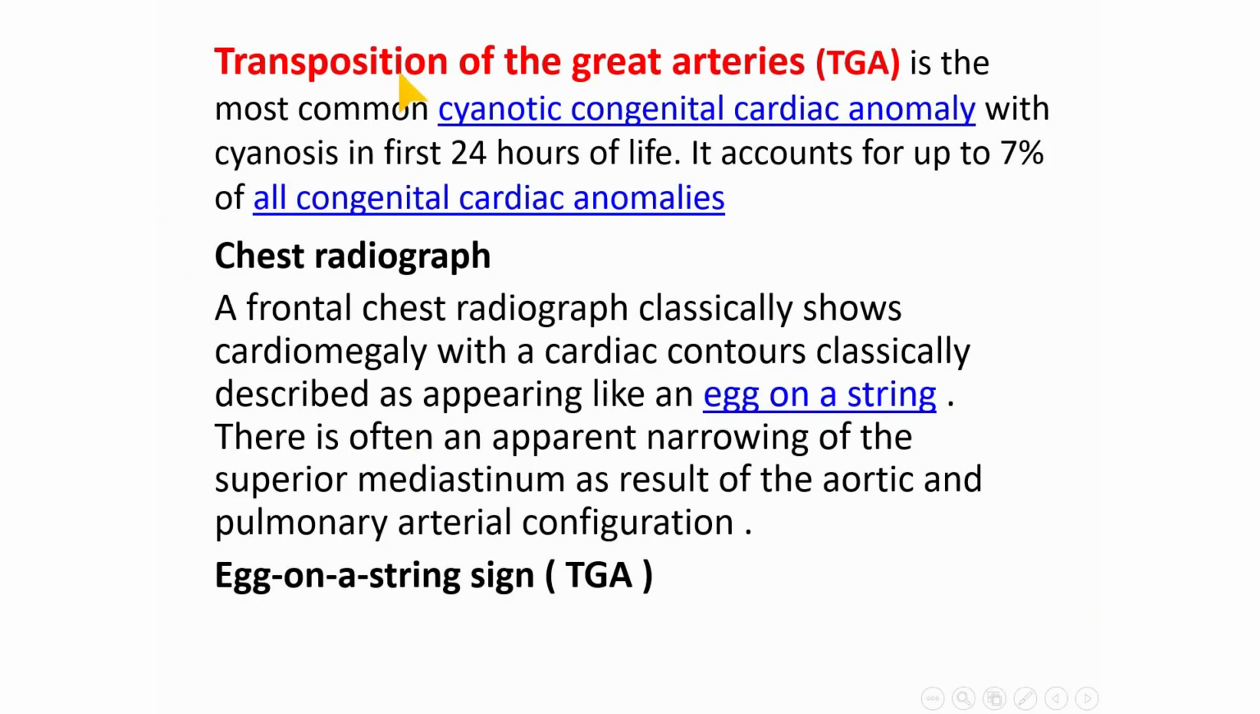Another topic, we have transposition of the great arteries. This is the most common cyanotic congenital cardiac disease. It makes up to 7% of all congenital cardiac anomalies.